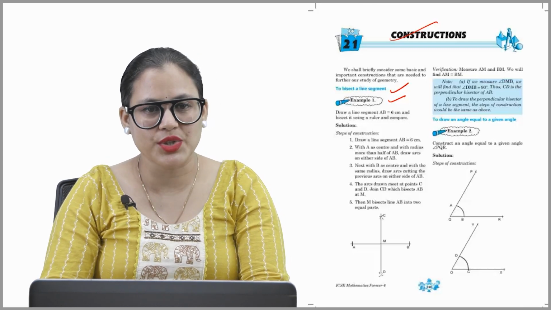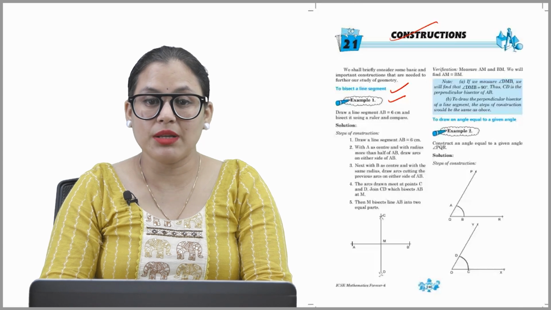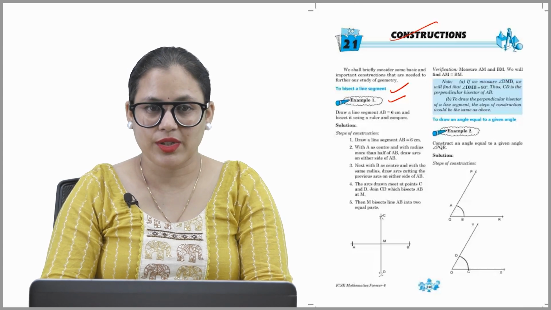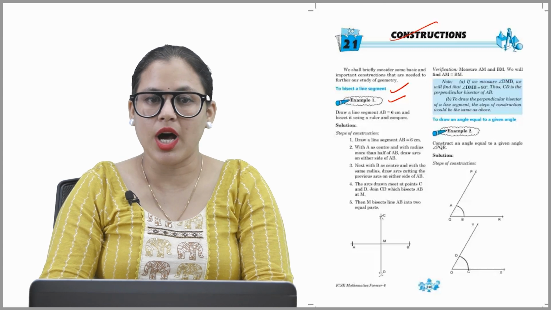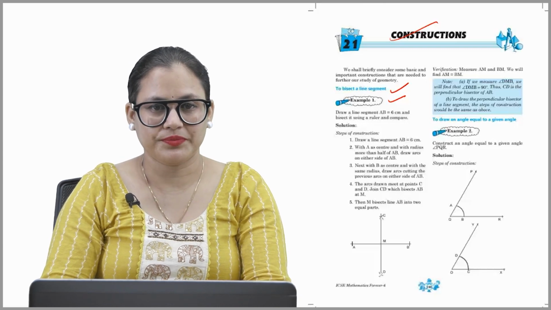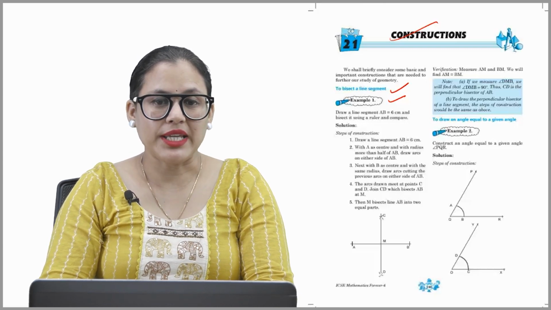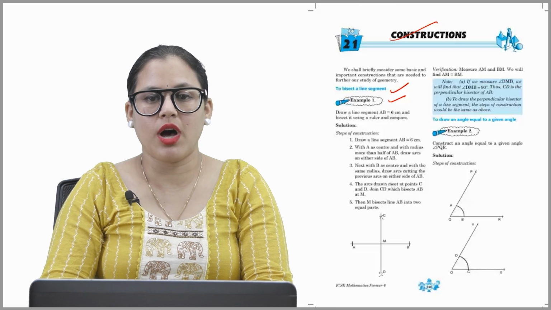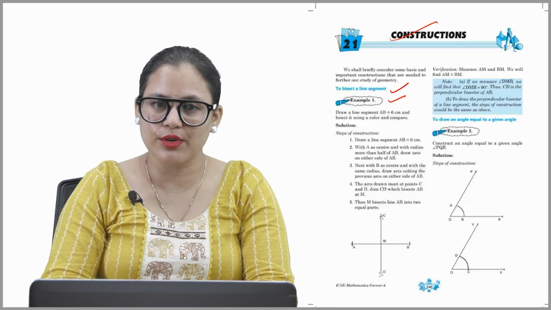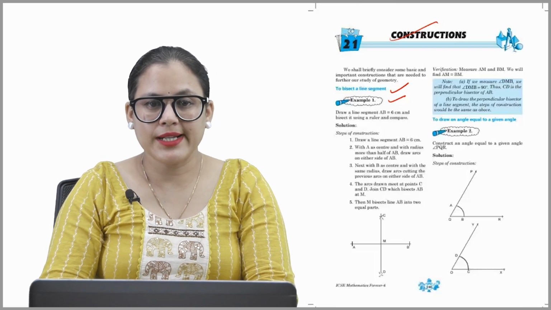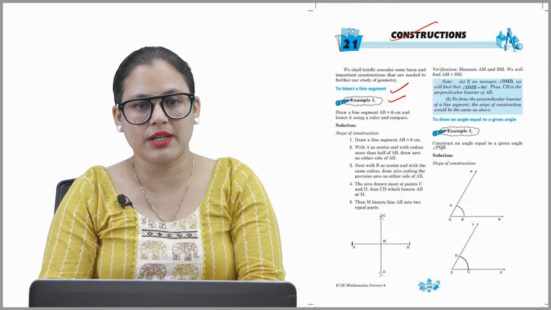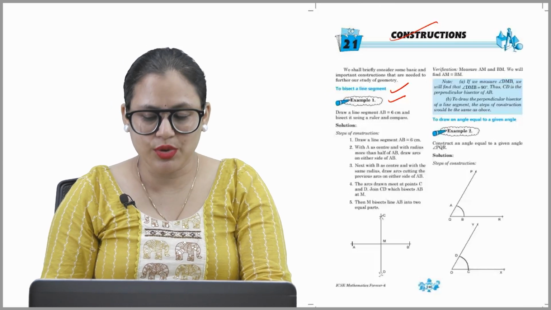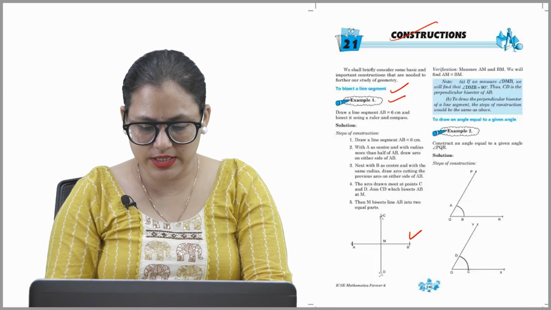Now, the steps of construction. Number 1, draw a line segment AB equal to 6 centimeter. 2, with A as center and with radius more than half of AB, draw arcs on either side of AB. 3, next, with B as center and with the same radius, draw arcs cutting the previous arcs on either side of AB. 4, the arcs drawn meet at points C and D. Join CD, which bisects AB at M. Then M bisects line AB into 2 equal parts, as you can see here.